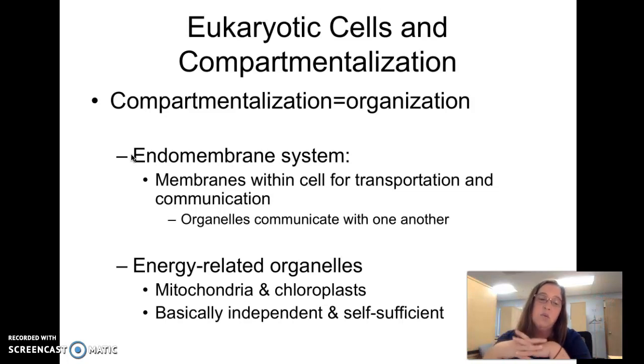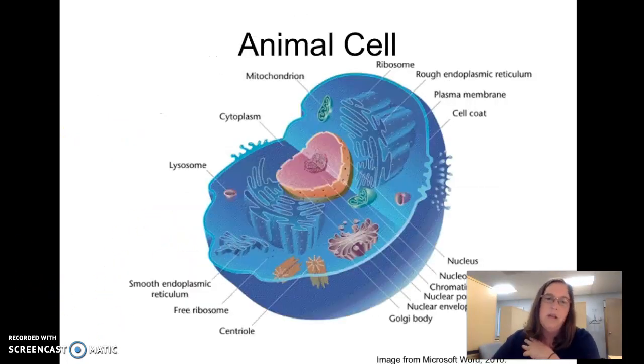And then we have these little organelles that are energy related. So their job is to basically create energy for the cells. So they're pretty self-sufficient and they're very independent of any other organelles in the actual cell itself. So if we look at eukaryotes, we can have animal cells, we can have plant cells, we can have fungi cells. We have lots of different types of cells we can talk about here.